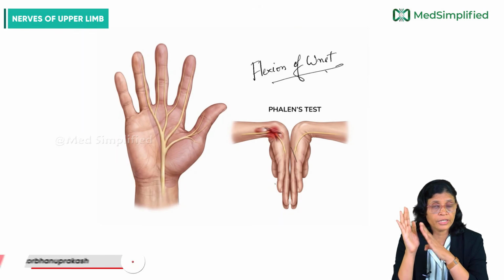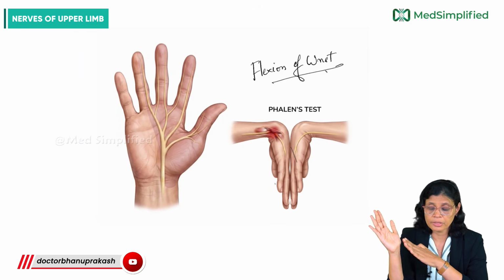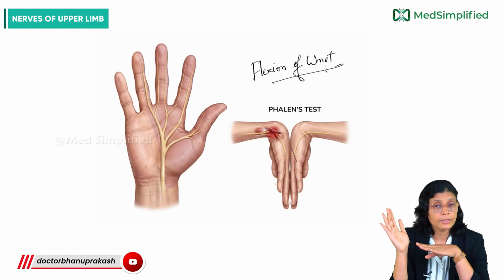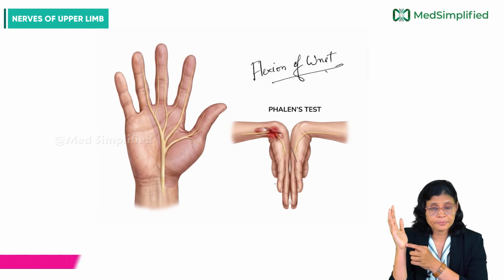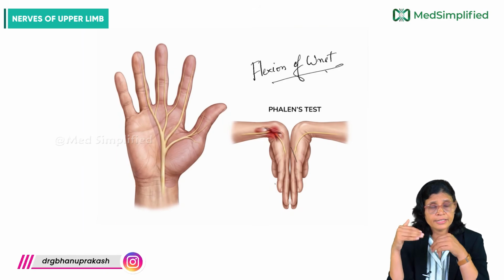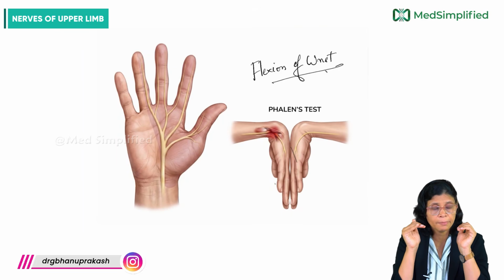This is very important. In carpal tunnel, the sensation over the lateral part of the palm is spared, because the palmar cutaneous branch is given off before the nerve passes through the carpal tunnel. So we do two tests here. One is the Tinel sign, another one is the Phalen test. So these are the very important things you should remember about the median nerve.